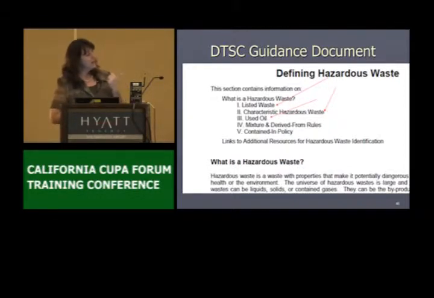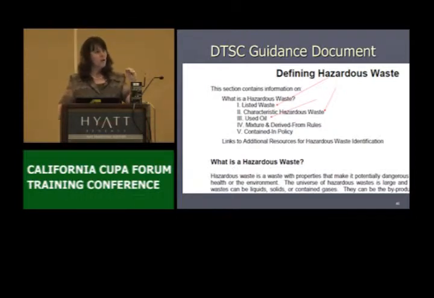And I don't know if I have the link on here, but if you go to DTSC's website, they have publications on the left. You go to Publications and Forms, click on that, and then you'll find this document. It's called Defining Hazardous Waste. It's a 6-page PDF document. And I would suggest everybody in this room keep that as a favorite or print it out and keep it handy in your clipboard if you're a CUPA inspector.